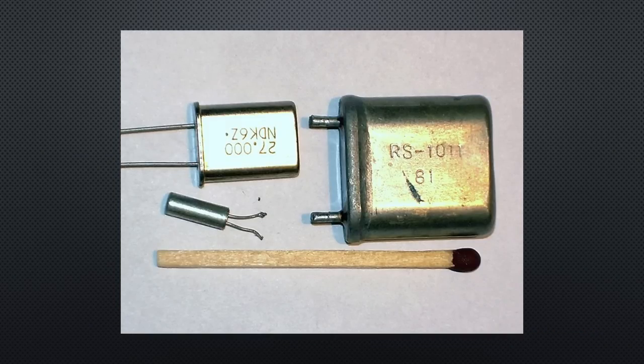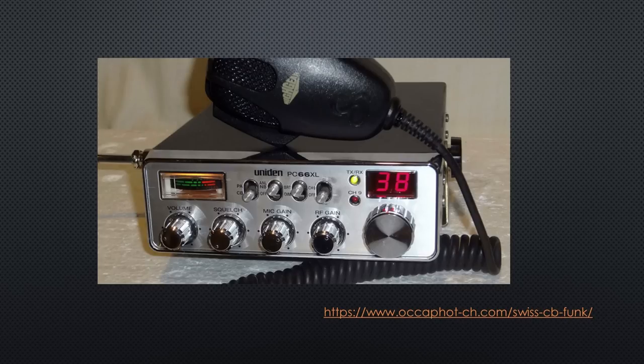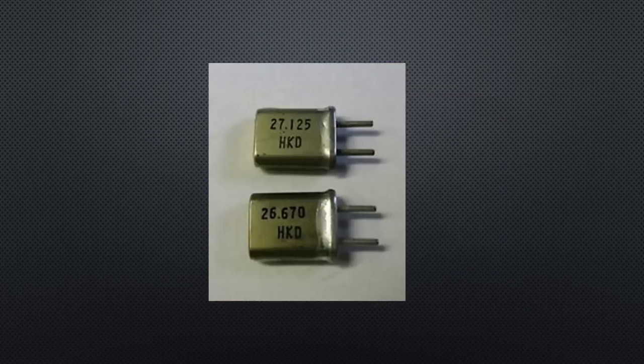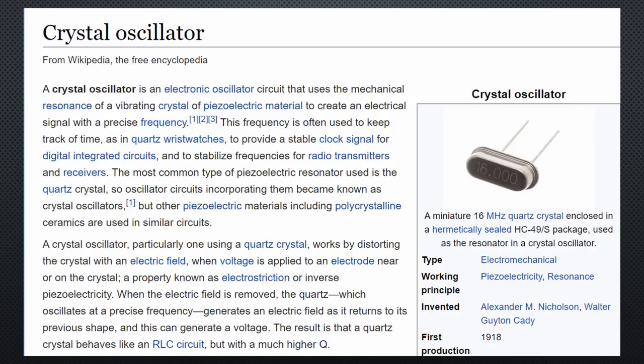Then came the quartz resonators. They came into my life when I started with CB radio. For each channel, I had to buy a different one. Expensive for the time, so I still remember. It is a mechanical part that oscillates on one base frequency.